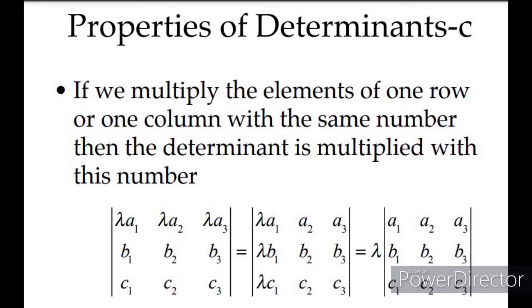Next property is if we multiply the elements of one row or one column with the same number, then the determinant is multiplied with this number. So in the example, each element in the first row is multiplied by this Greek letter symbol lambda. Suppose this Greek letter symbol is a number. If you multiply the same number to the row or to the next matrix, which is the first column, then the determinant should be multiplied with the same number.